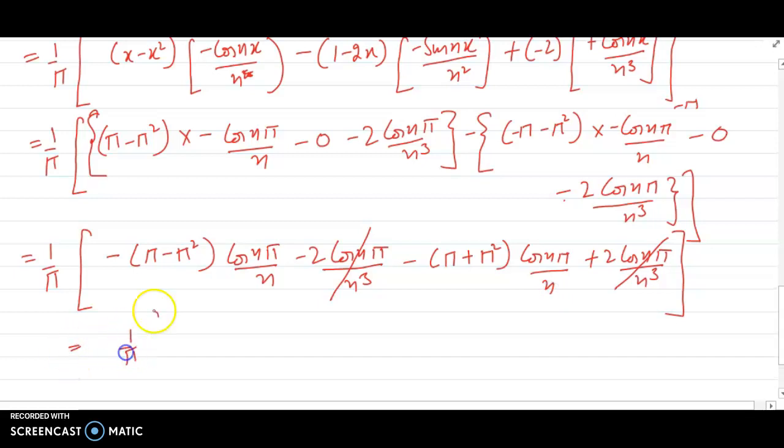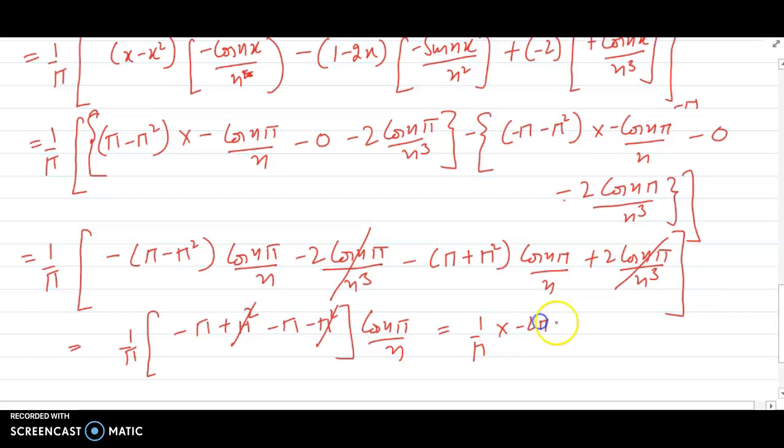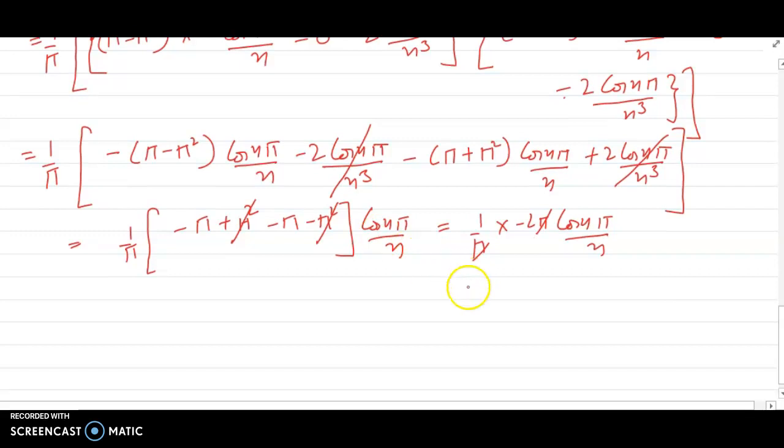This is 1 by pi. Inside minus pi plus pi square minus pi minus pi square. Outside I can write cos of n pi by n. Pi square and pi square will cancel out. I will get 1 by pi into minus 2 pi cos of n pi by n. So your final result in this case is minus 2 into minus 1 raised to power n by n.